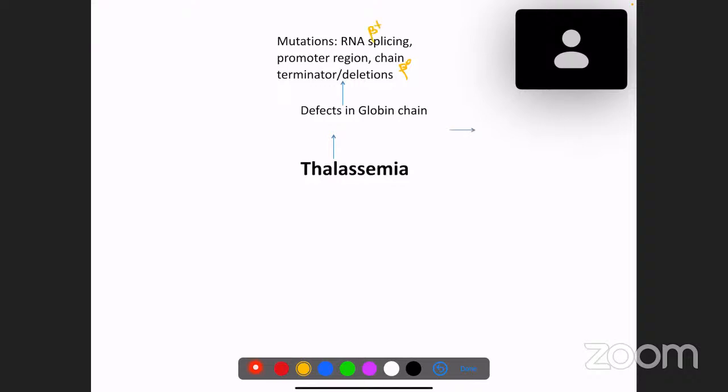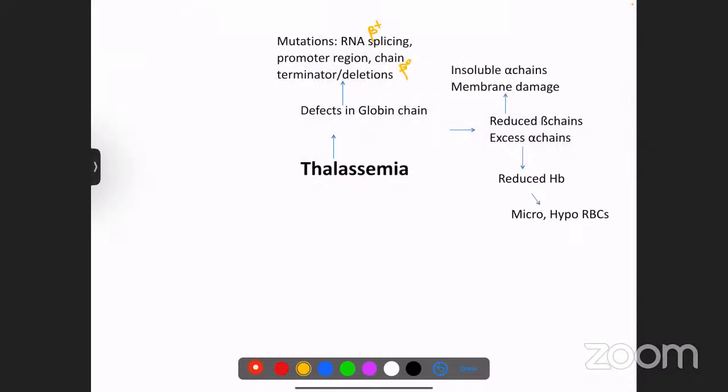So because of the defect in the globin chain, what happens? There are reduced beta chains and excess alpha chains. Because of this, normal hemoglobin synthesis will not be there, so reduced hemoglobin will be there. Because the amount of hemoglobin within the RBC is very less, the RBCs will also shrink. So how will the RBCs look? They will be microcytic, hypochromic RBCs.